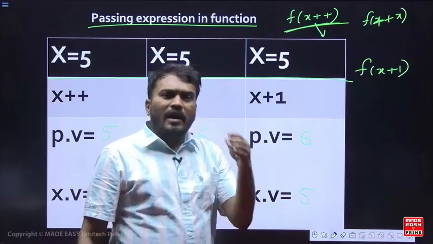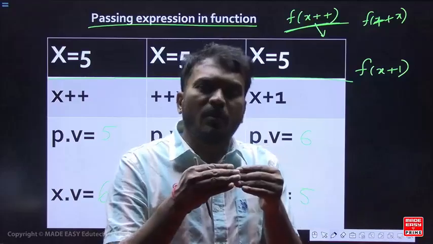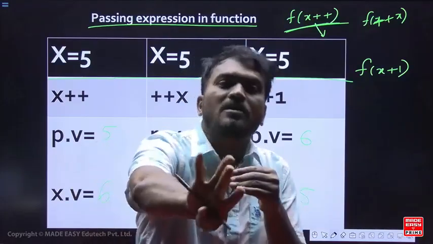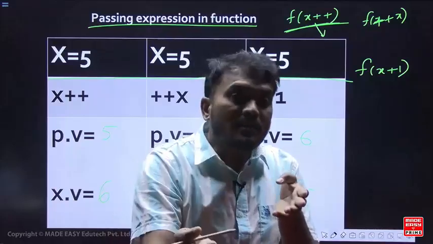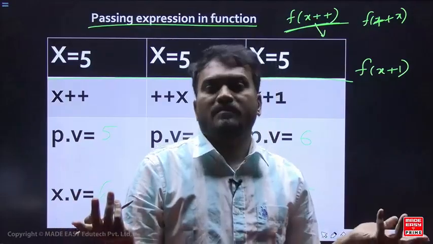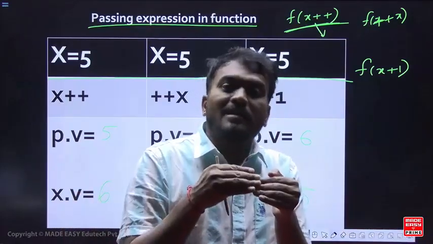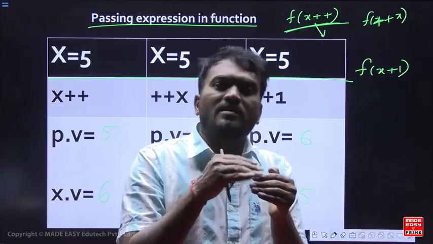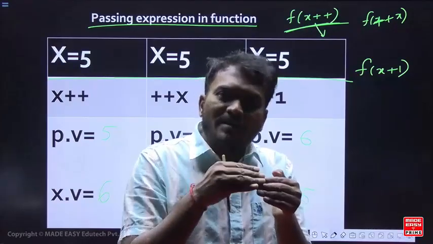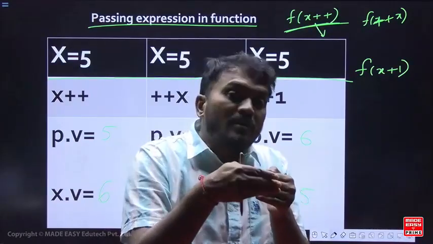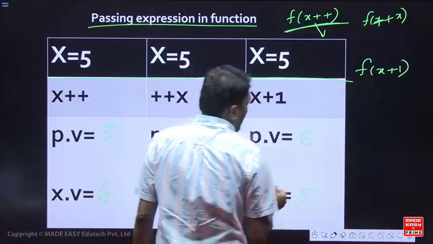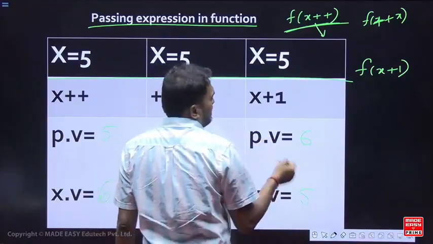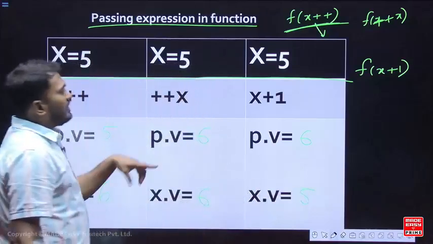Is that clear? So listen here, I am sending x by adding 1, but I am not changing the value of x. I am sending the value by adding 1. Whatever in the function you are saying x plus 1, you are simply adding 1 and sending the value, but you are not changing the x value. There is no assignment in this. So x value will be 5. Passing value is 6, but x value is 5. Is this clear for everyone?